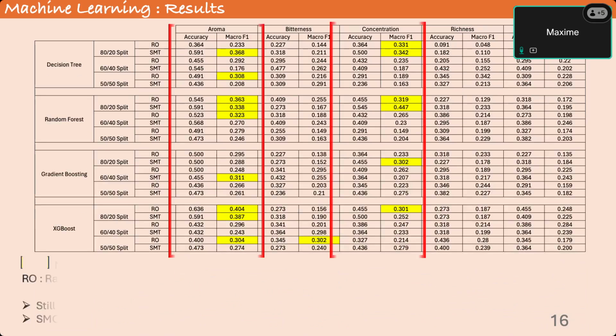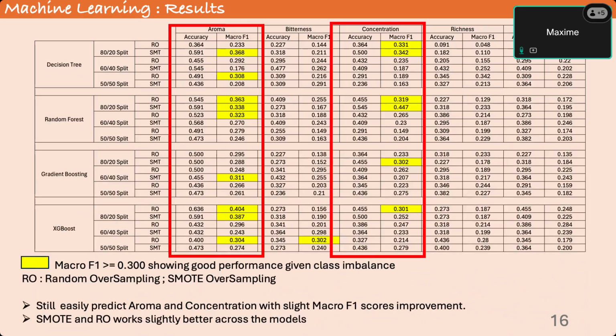After applying the oversampling, I performed the same prediction task with the same split ratios, and we got a slight improvement, again with almost all the models predicting aroma and concentration much better than the others. SMOTE and random oversampling both work slightly better across all the models.